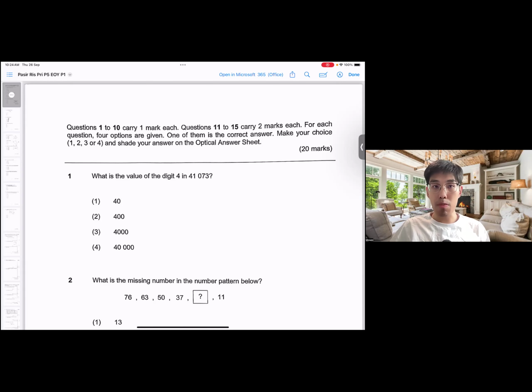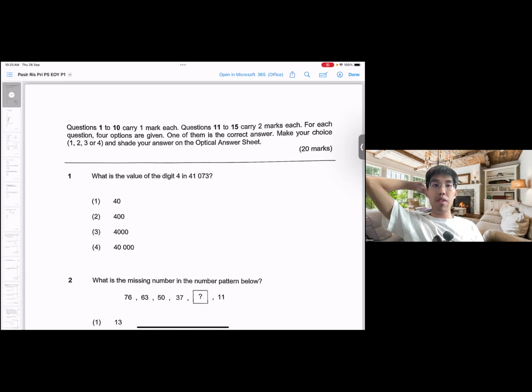Okay, so there will be two papers, paper one and paper two. I'll be going through everything in one shot, and then later on I'll do some editing along the way. Okay, so paper one, let's get started.